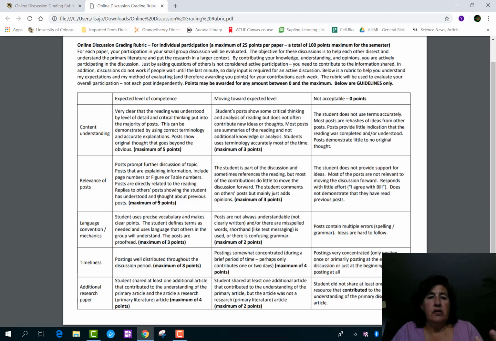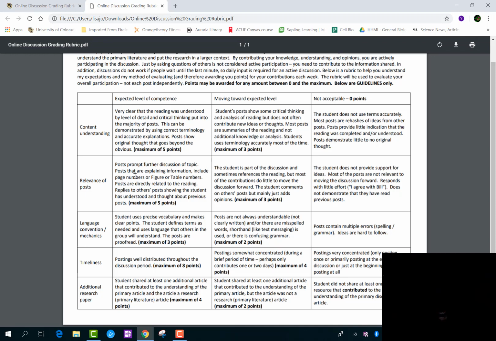Relevance of posts promotes further discussion. So I don't want you just to barf out everything you know about the paper. That is not a discussion. Plus, hold some stuff back. If you understand it all, great. Then when other people have questions, you can go and answer, right? You'll look so super smart.